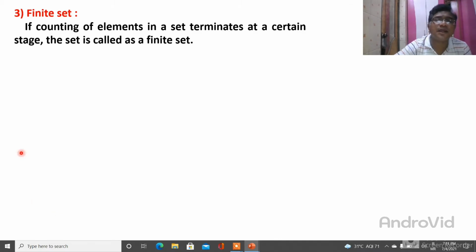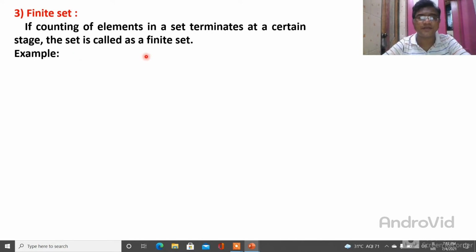Then another is the finite set. Finite sets mean if the counting of elements in a set terminates at a certain stage, the set is called a finite set. It means we know the elements in that set, and we know where that set ends. That is called a finite set, because it terminates. Terminate means you know where the endpoint is and where it is completed. Such a set is called a finite set. If the counting of elements in a set terminates at a certain stage, the set is called a finite set.